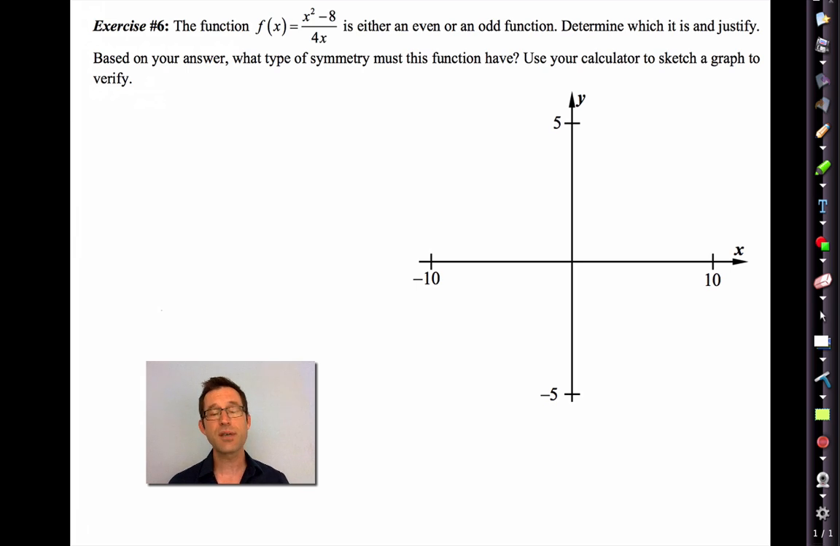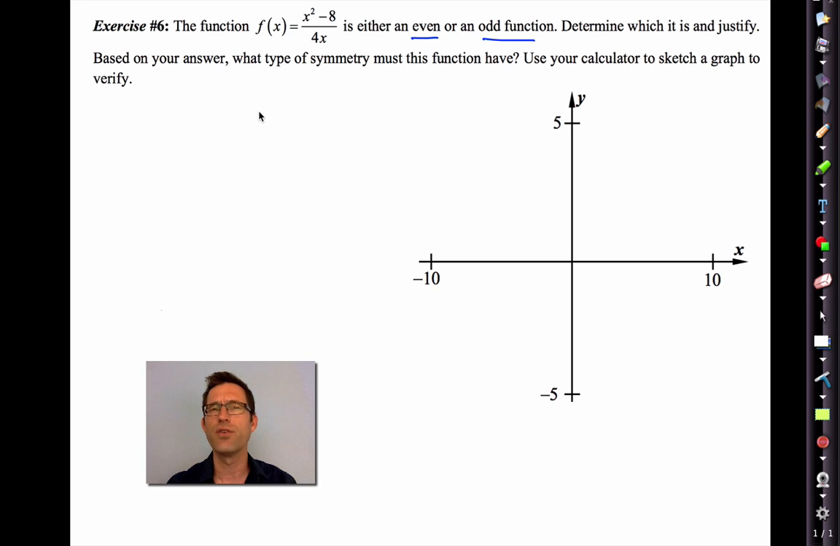All right, now this is kind of cool. Some functions are even, some functions are odd, and some functions are neither. But we're told in this case that this is either an even or an odd function, so the neither isn't even a choice. The question is, which one is it? So what I'd like you to do is try to figure that out.